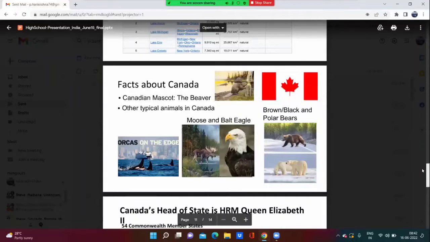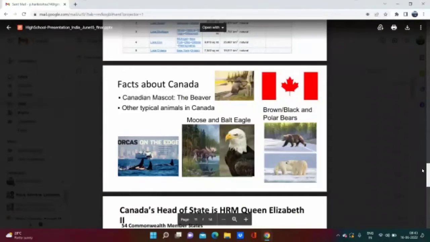Of course, Canada has many animals that are nowhere else to be found except for orca. And here, no, that's actually not true what I just said. So it is populated by moose and bald eagles, and as well the brown, black, and polar bears, as well as the orcas on both sides of the ocean. Next slide, please.